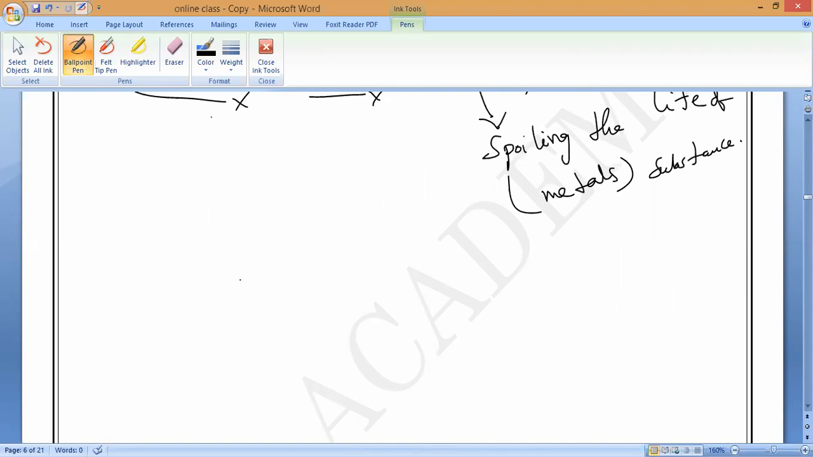Because when the atmosphere has all these kinds of acids, they react with the monuments chemically and damage them. That is what you have to remember. So if you observe, acids are corrosive in nature.